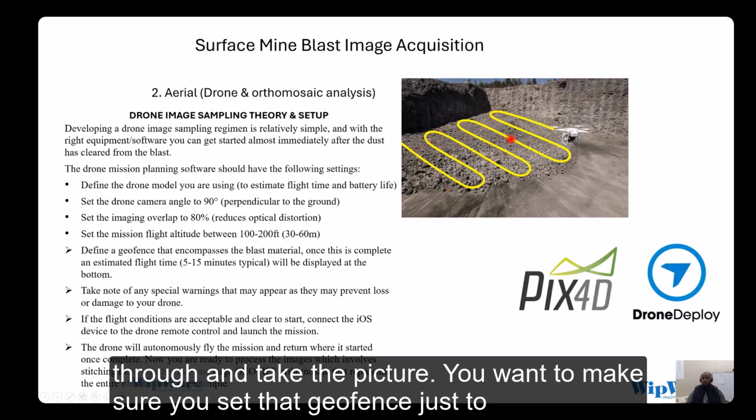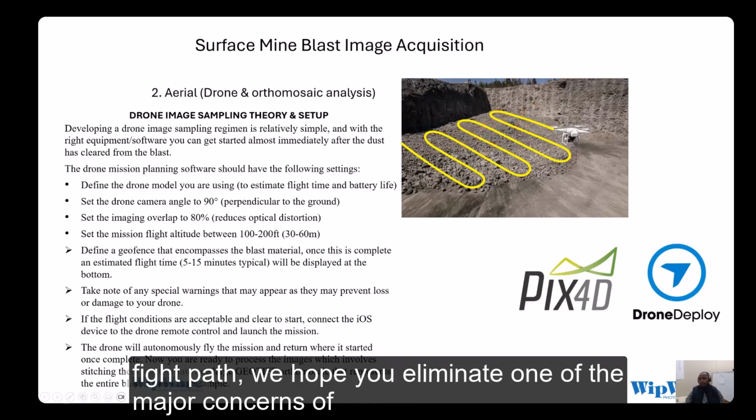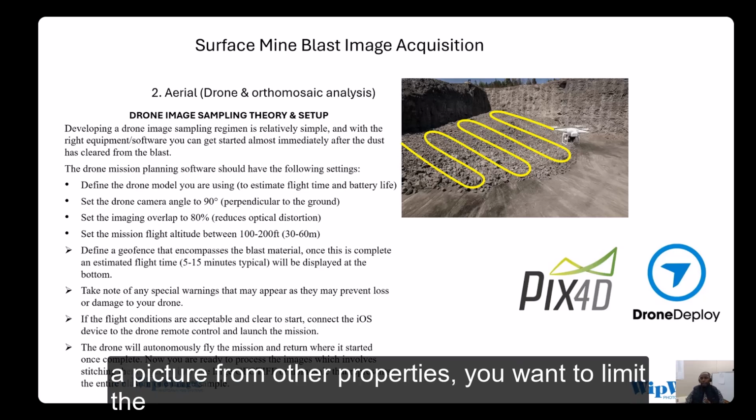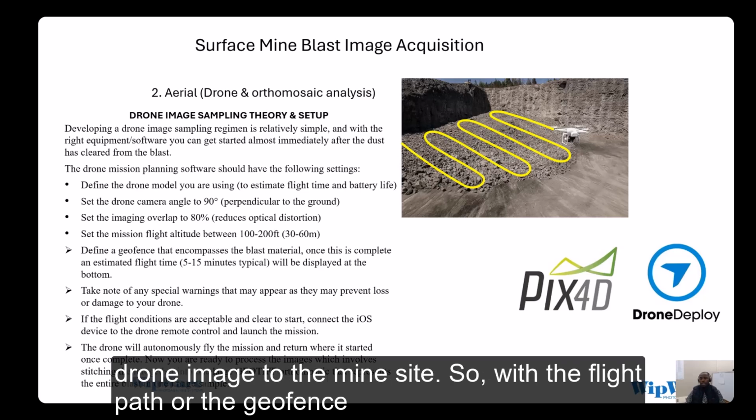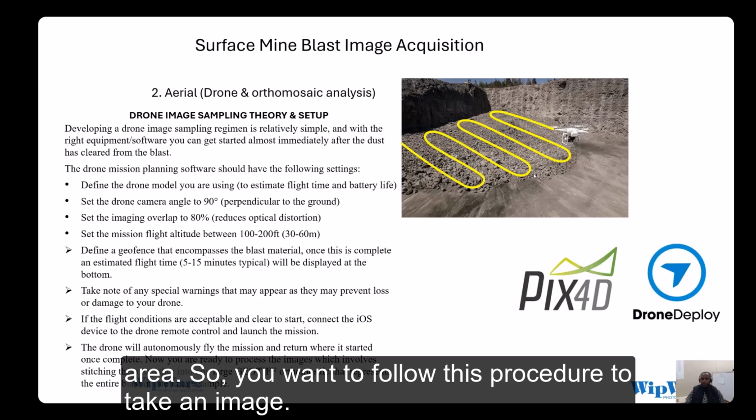You want to make sure you set that geofence just to cover the blasting area. So this idea of setting a flight path will help you eliminate one of the major concerns of drone flying: you want to avoid taking pictures from other properties. You want to limit the drone image to the mine site. So with the flight path or the geofence, you can set it just to cover the blasting area. So you want to follow this procedure to take images.